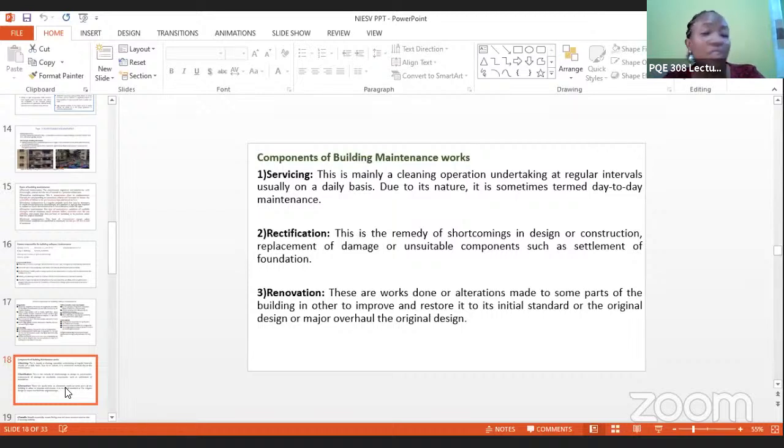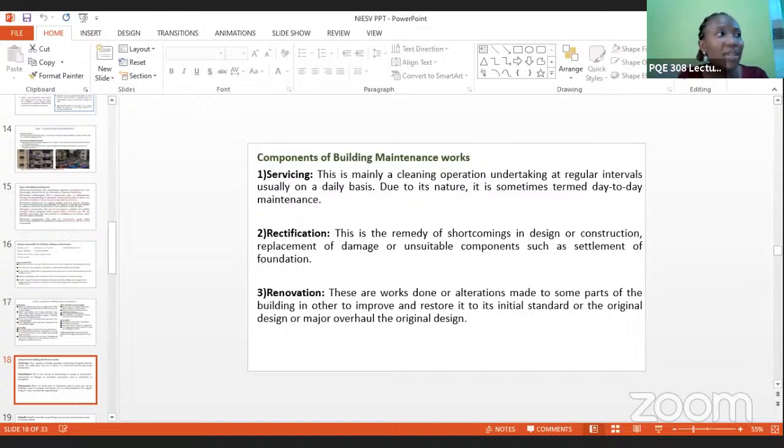Then when we talk about rectification, rectification is what? The remedy of shortcoming in design or construction, you know. For example, immediately you finish constructing the building and you notice some things. Before you open it to use, you know you have to rectify it so that they will not later become problems, you know, for the occupants or even for you, because everything will always bounce back.